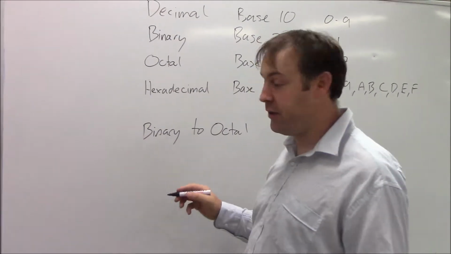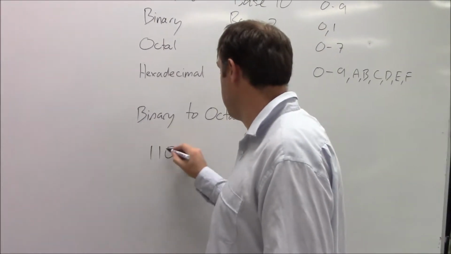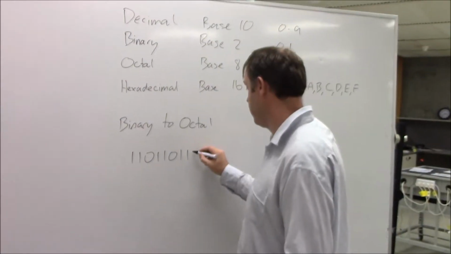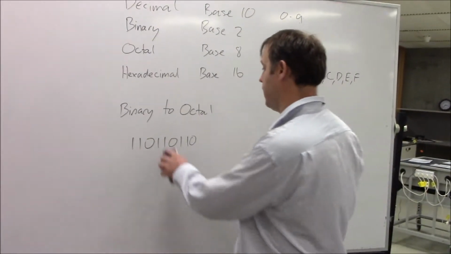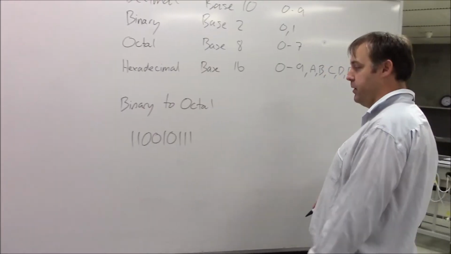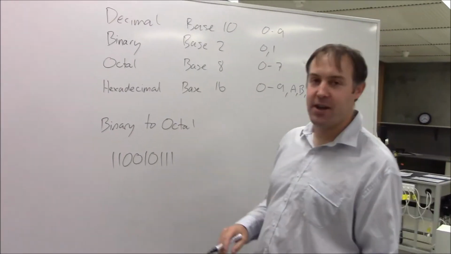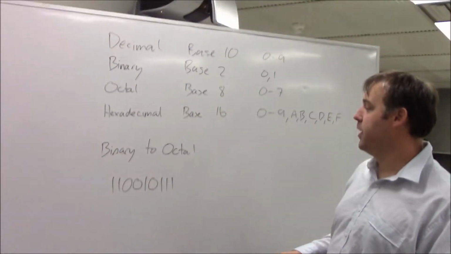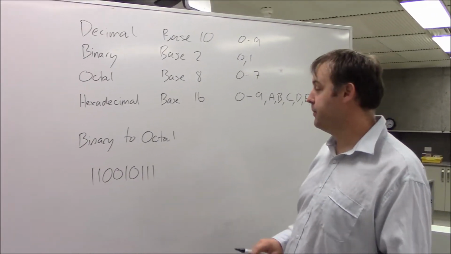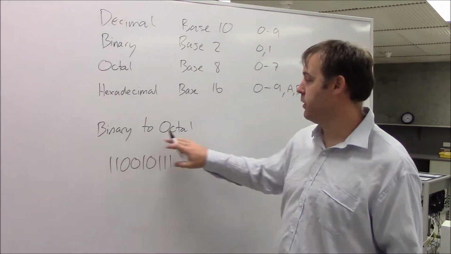Okay, so let's just pick an example number. Let's go 1, 1, 0, 1, 1, 0, 1, 1. I'll just pick this out of the blue. Okay, so now we've got our binary number here, which I actually have no idea what it is in decimal at the moment, but I don't care, because I'm going to go from binary to octal.